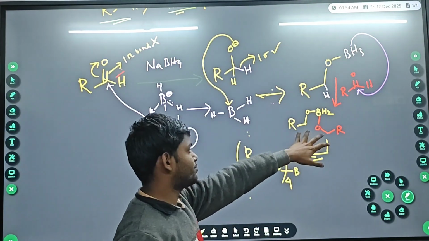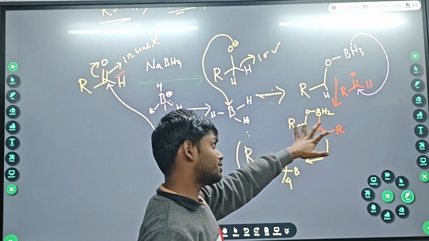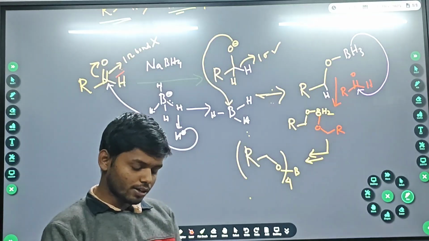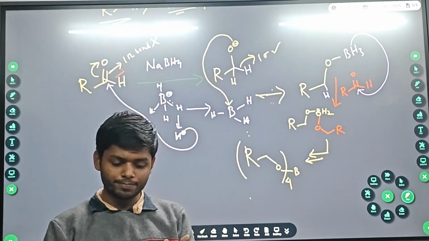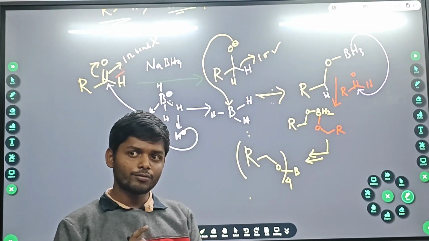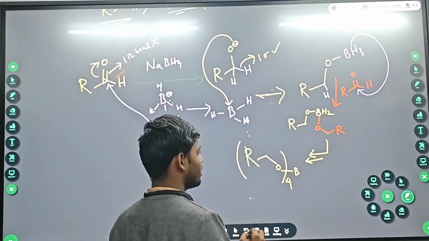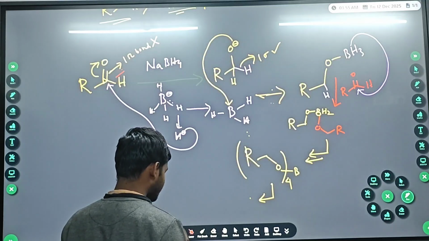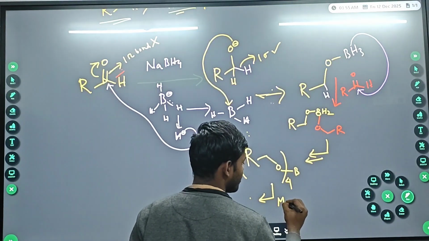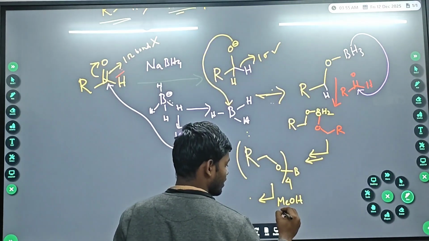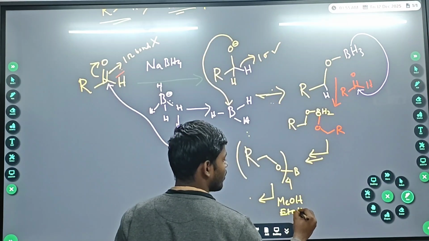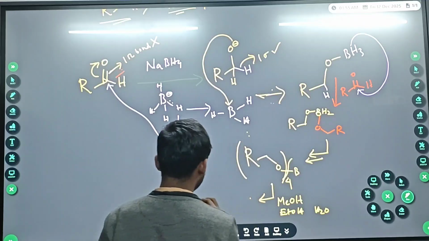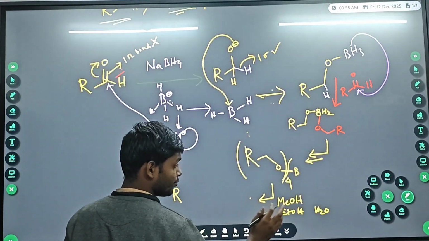These are the same species, just the colors are different. So for aldehydes it will reduce. You have to consider that one sodium borohydride can reduce 4 aldehydes. After this, if we add MeOH or any protic solvent like MeOH or EtOH or water, this will just hydrolyze this bond.